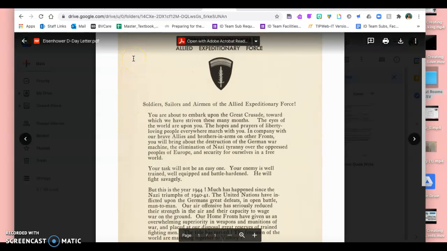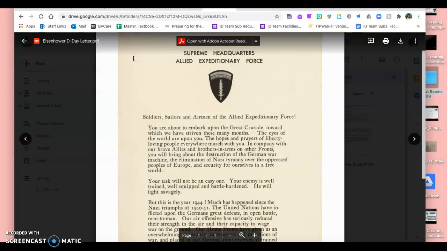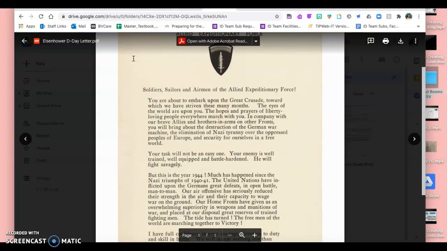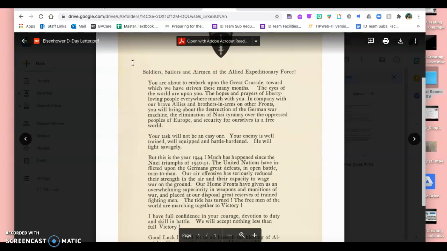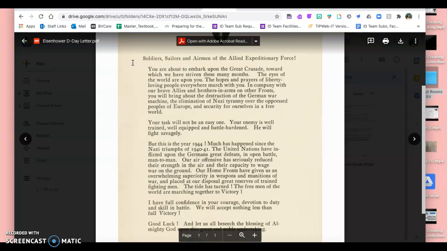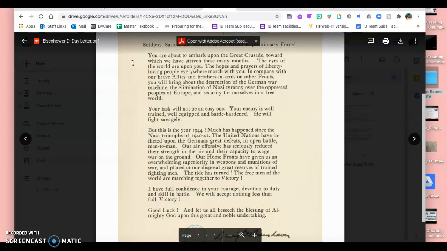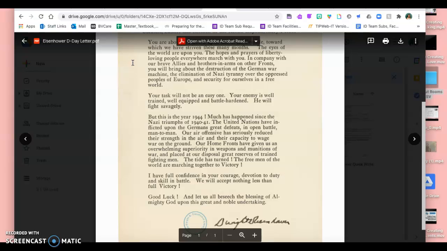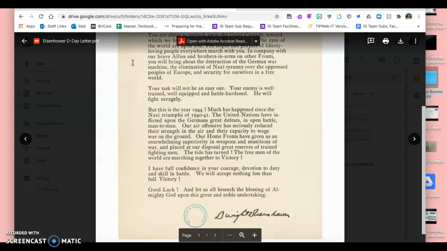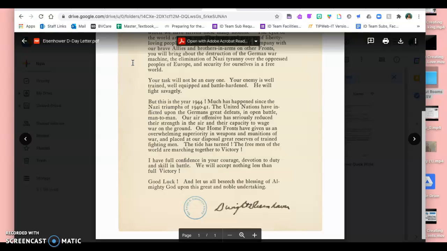Soldiers, sailors, and airmen of the Allied Expeditionary Force, you are about to embark upon the great crusade toward which we have striven these many months. The eyes of the world are upon you. The hopes and prayers of liberty-loving people everywhere march with you. In company with our brave allies and brothers in arms on other fronts, you will bring about the destruction of the German war machine, the elimination of Nazi tyranny over the oppressed peoples of Europe, and security for ourselves in a free world. Your task will not be an easy one. Your enemy is well-trained, well-equipped, and battle-hardened. He will fight savagely.